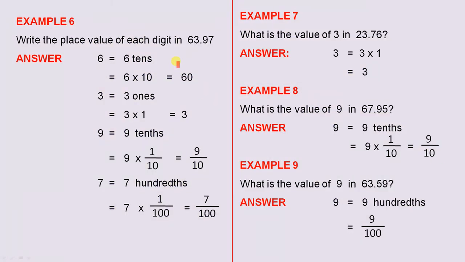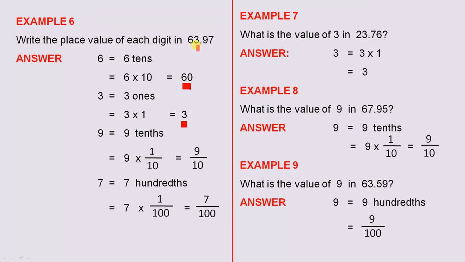Example 6. Write the place value of each digit in 63.97. So the 6 is in the tens column, which is 6 tens. 6 tens are 60. So the 6 actually has a value of 60. The 3 is in the units column, or the ones column, which is 3 times 1, which is 3. So that 3 has a value of 3. So 60 plus 3 is 63.